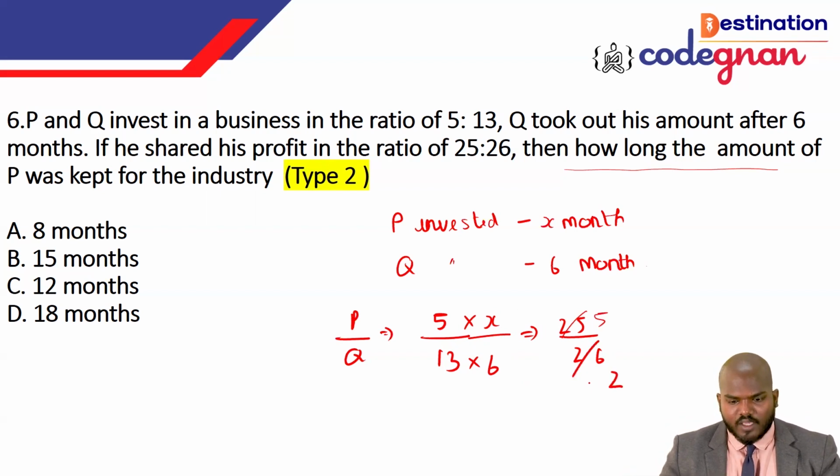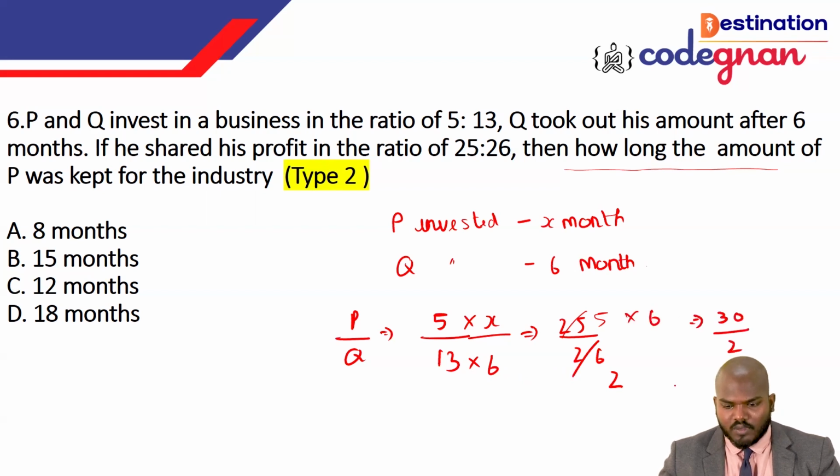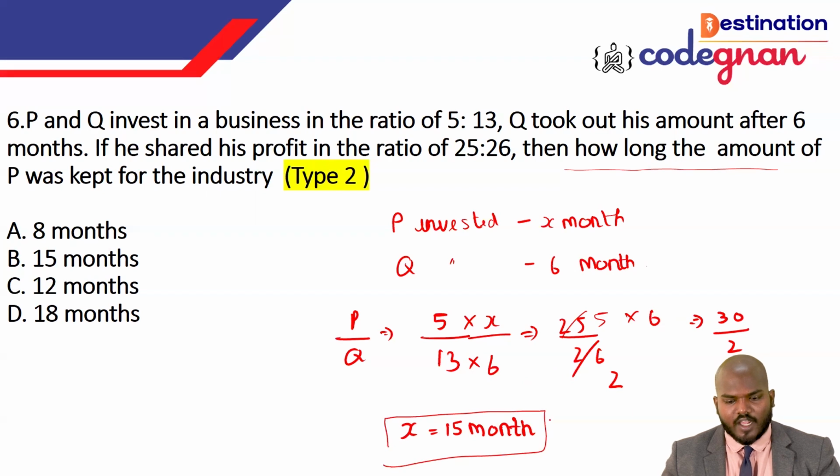Okay, so probably 5 times 5, and I think we are able to get this one. If you see this, we have the 6 here. If the 6 goes there, we can say that it is 30 by 2. Probably we can say that the X value is 15 months. You see, guys, we made a simple step to get the answer very quickly. So this is how you are going to explain the particular questions here.